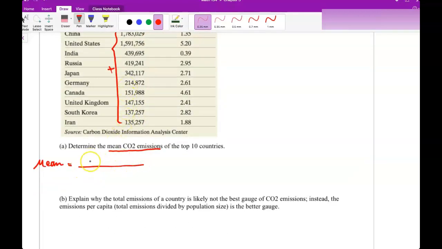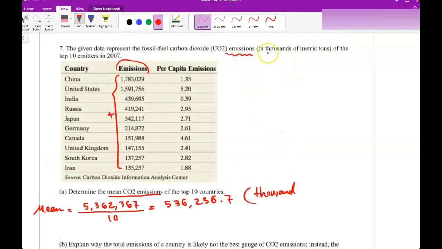Okay, adding these numbers on top, we have 5,362,367. So divide by 10, that is 536,236.7, and this one is in 1,000 metric tons, because we have this one.